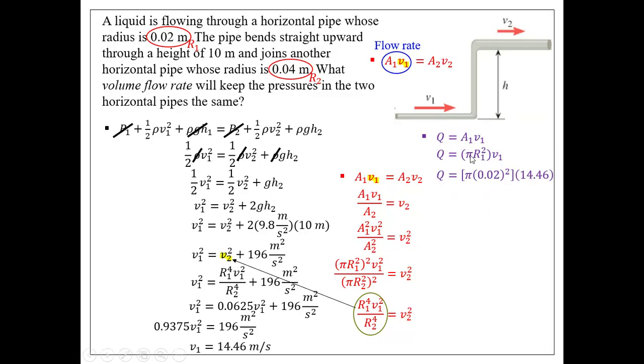So I'm just going to go ahead and plug and chug. Here's pi, gets carried down. R1 is 0.02. I want to square that. V1 I just found to be 14.46 meters per second. I left the units out here because I'm running out of space on the screen. And then if you simplify this in your calculator, you get that the flow rate is 0.018 meters cubed per second.